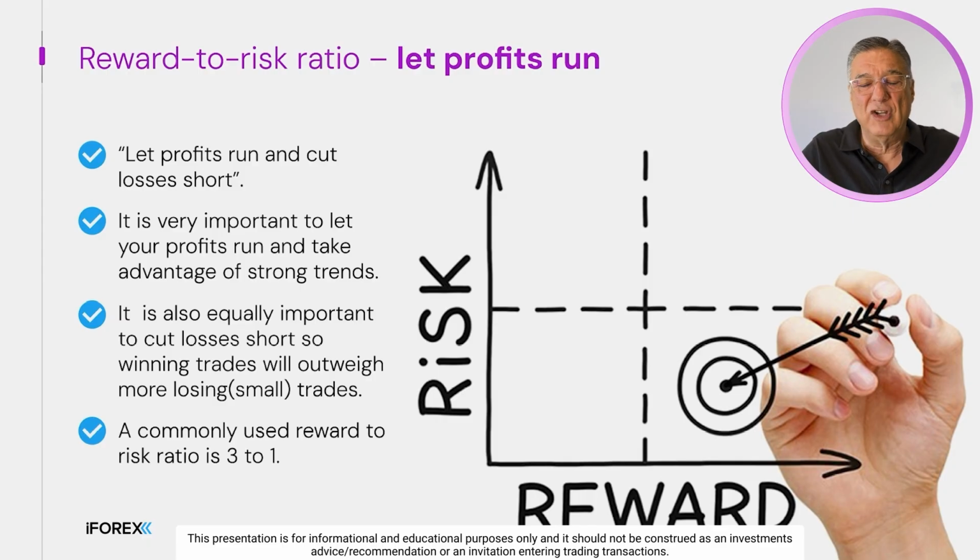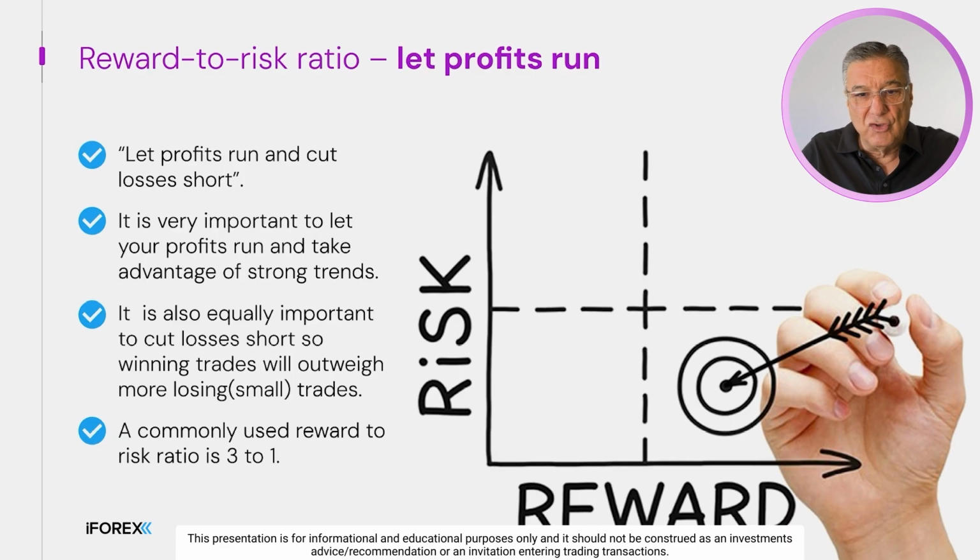So if there is a strong trend, we can allow our profits to run higher. And if we lose, we can cut our losses short, meaning that we do not move our stop loss because of fear. I've seen that many times. We honor our stop loss. It's a predetermined number. We pre-calculated our risk per trade and we have to honor it. So it's very important to cut losses short. So winning trades will outweigh the many small losing trades, right? So we want larger profits and smaller losses.